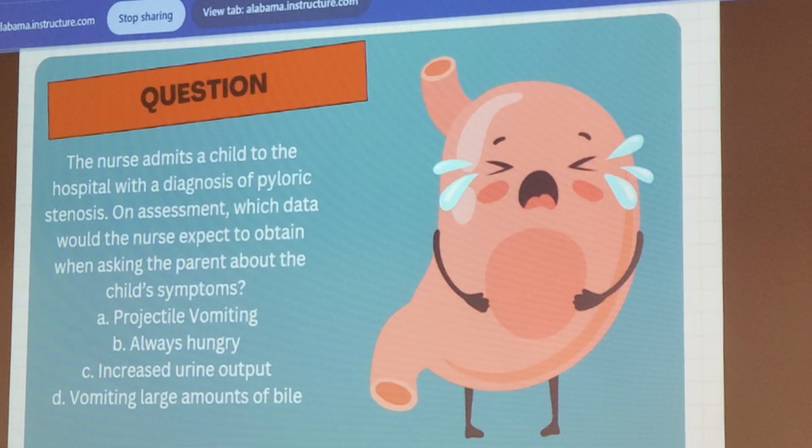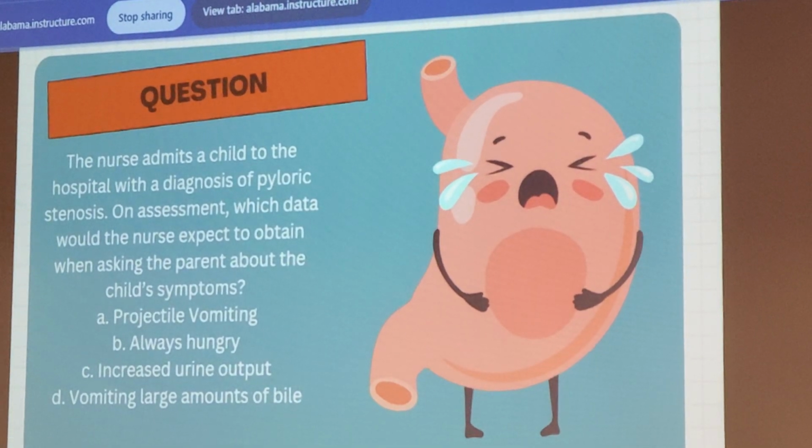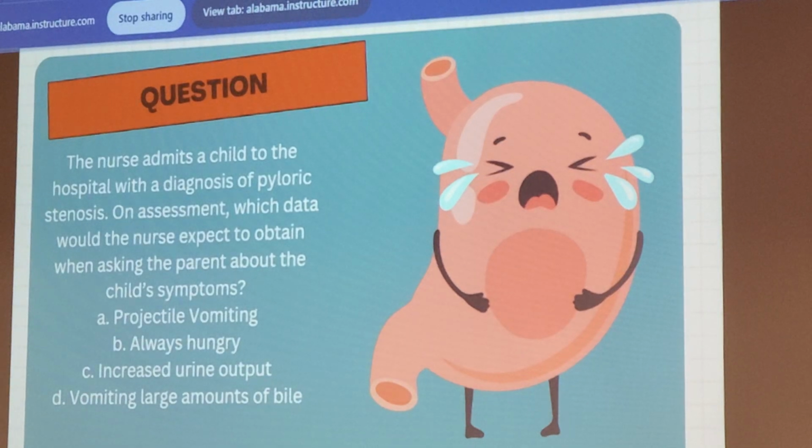A nurse admits the child to the hospital with a diagnosis of pyloric stenosis. On assessment, which data would the nurse expect to obtain when asking the parents about the child's symptoms? A, okay, I don't know if I spoke on that one. There's another one, B, always hungry. Projectile vomiting, olive-shaped mass, they're always hungry, or irritable.